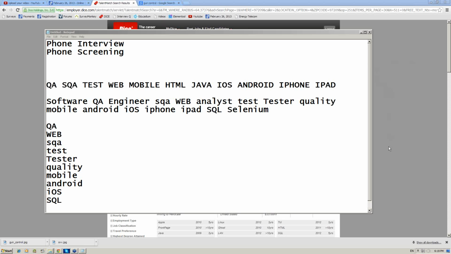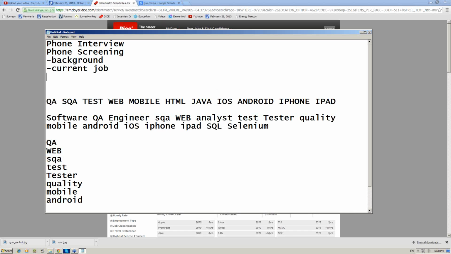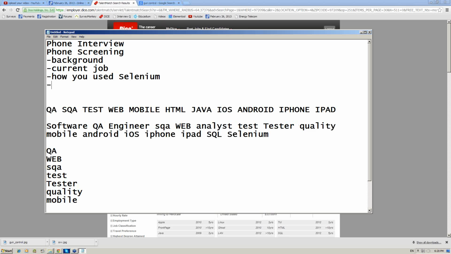So, Anna, what are the questions they ask you? Tell me about your background. Tell me about your current job. Where did you use Selenium and SQL? When are you ready to start? Wait, I'm writing down. Background. What else? Tell me about current job. Good questions, guys. All the good questions. Where did you use Selenium? How you used Selenium. The same about SQL. How did you use SQL? Why would you use SQL?